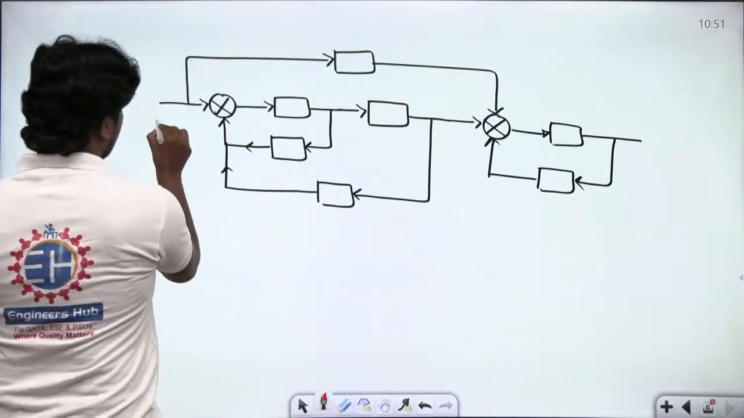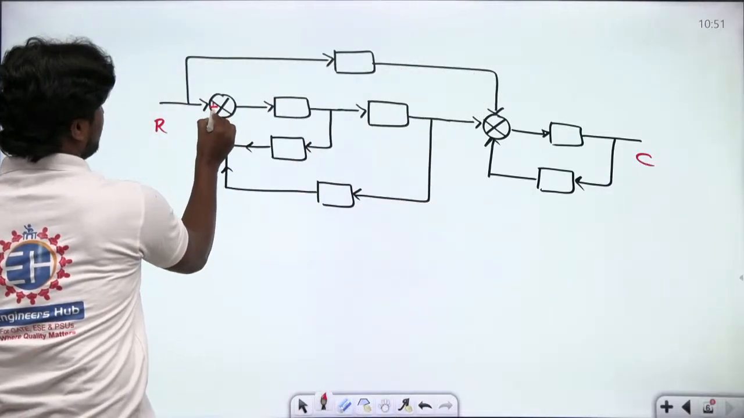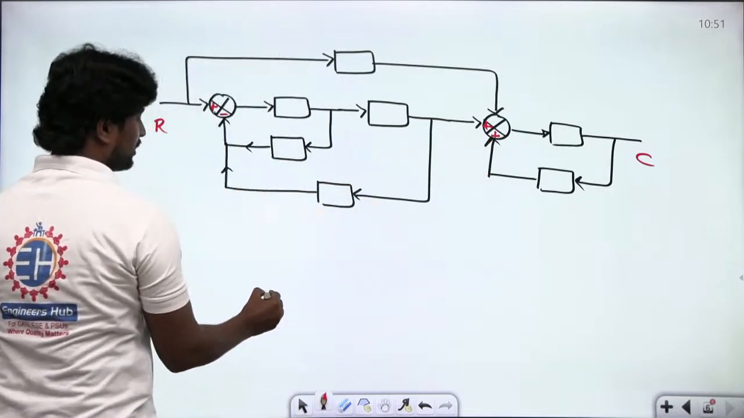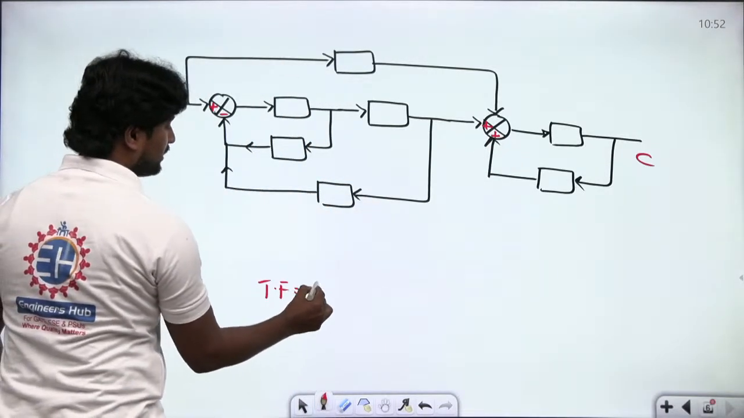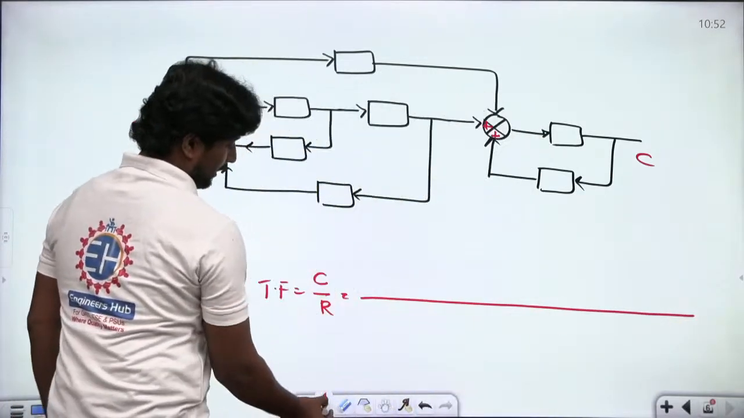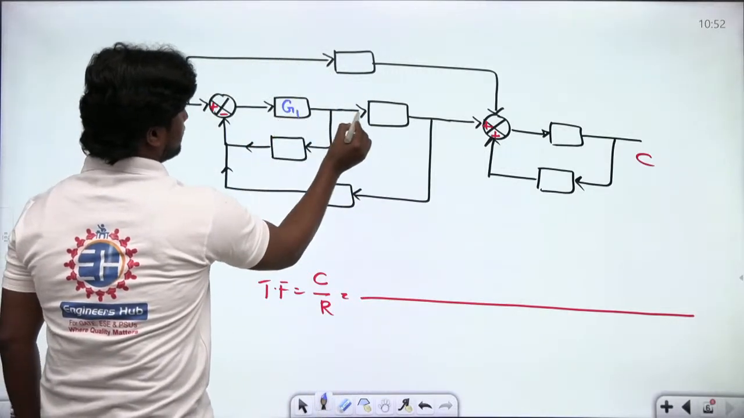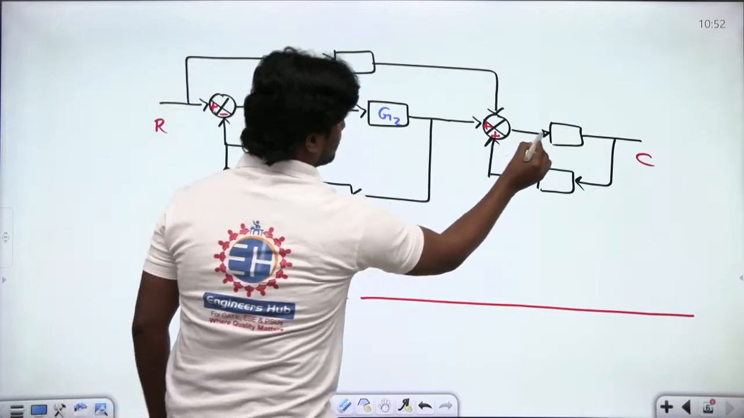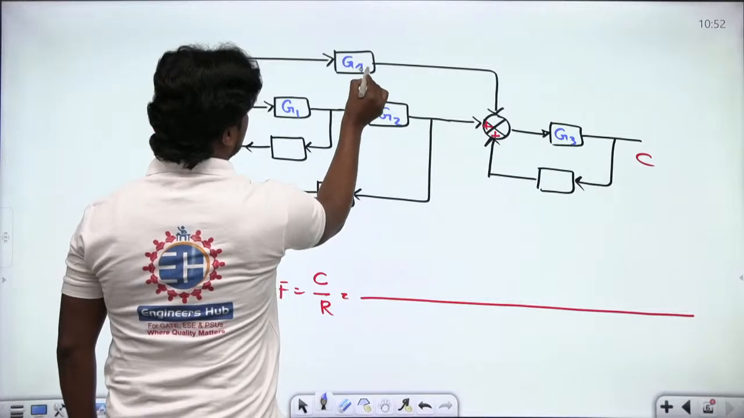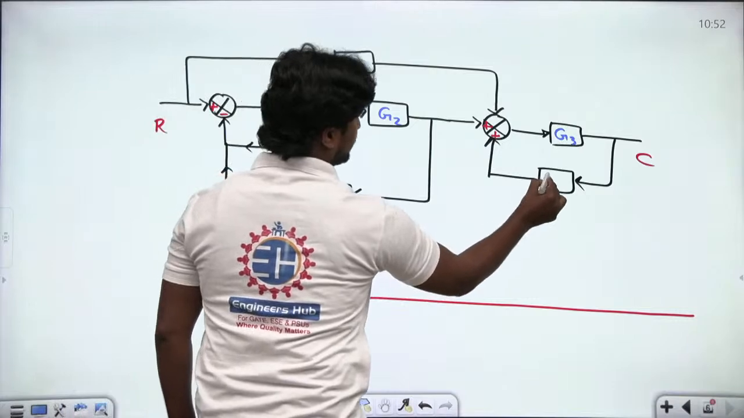So input is R and output is C, and it's a plus and it's a minus, it's a plus and it's a plus. We need to calculate the transfer function C by R. That is our target, right? And guys, carefully observe it. It's G1, G2, G3, G4, H1, H2, H3.